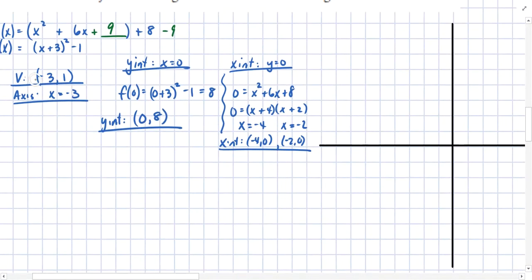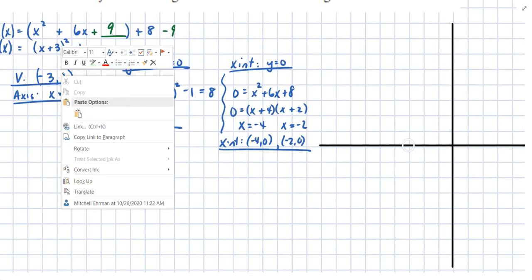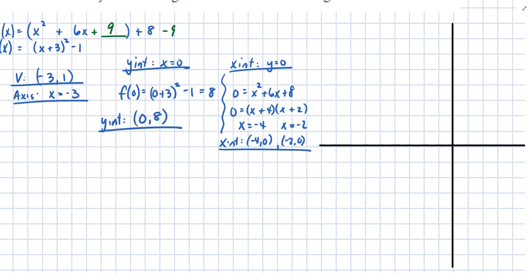If I plot my vertex at negative 3, 1, sorry, that should definitely be a negative 1. We do use the k value as it was given. So negative 3, negative 1, we have our vertex here. We have x-intercepts at negative 4, 0, and negative 2, 0. We have a y-intercept at 0, comma 8. Those 4 data points do a pretty nice job of locating the position and direction of this graph.